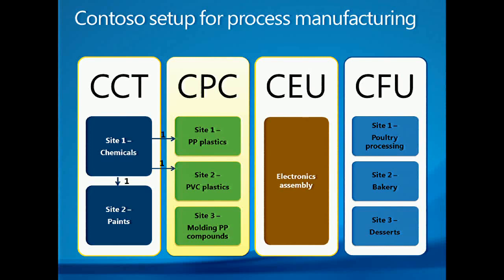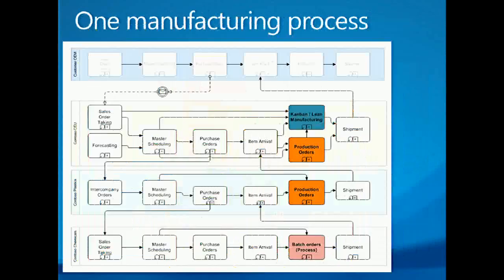Now, how the data moves is basically, chemicals are used to make paints, and chemicals are also used to make plastics. We'll see that example. Then these paints also go into electronics assembly. And the plastics which are made come down to be molded into various things, and then the molds go to electronics assembly. So just remember CCT and CPC. We'll see an example about this in a while.